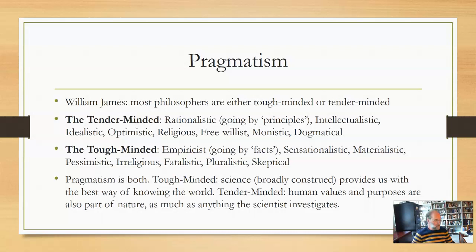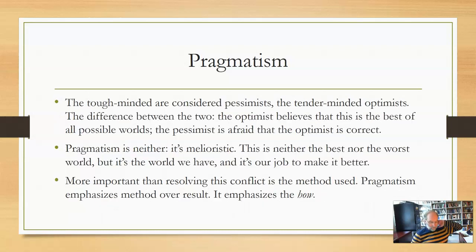Okay? So, again, pragmatism, and most of us, are actually a bit of both tender-minded and tough-minded. But we are caught up in a dualism that threatens to split our personalities. Pragmatism fights this dualism. It is more humanistic than one and more scientific than the other. The tough-minded are considered pessimists, realists, right? The tender-minded as optimists. The difference between the two: an optimist is someone who thinks that this is the best of all possible worlds. The pessimist is someone who's afraid that the optimist is right.